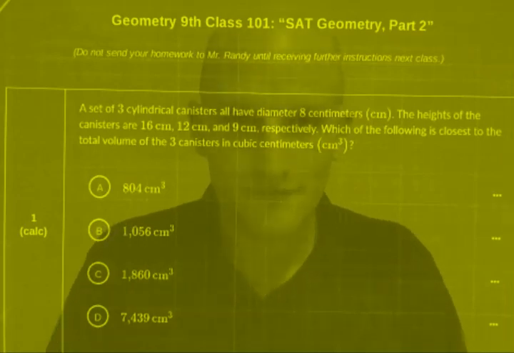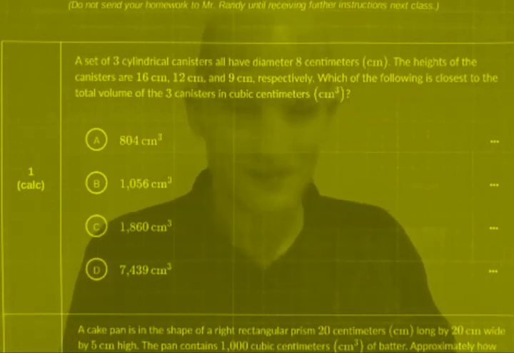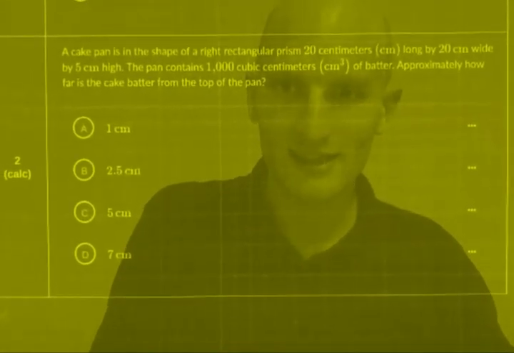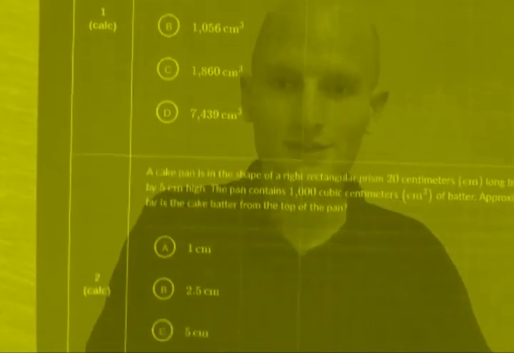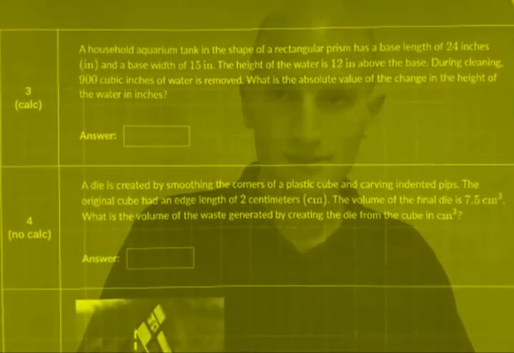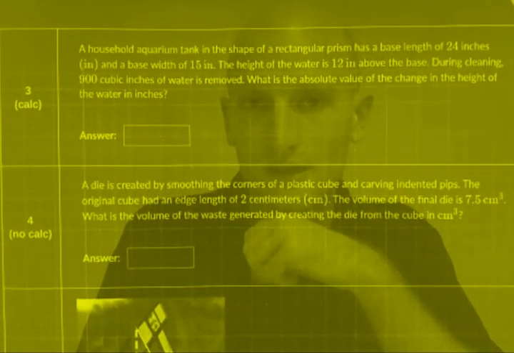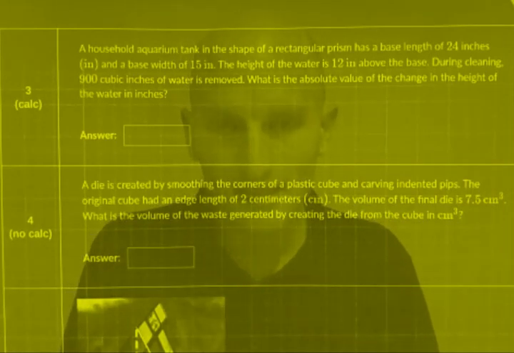Okay. So first question, they give you a problem involving cylinders. Okay. So be ready to think. Second one, they give you a problem involving your knowledge of rectangular prisms. And notice number 1 and 2 are calculator questions, so you are allowed to use your calculator. And also number 3 is a calculator question. You can see that right there. Again, rectangular prisms involving an aquarium. Number 4 is a no calculator question, and that's involving a die.